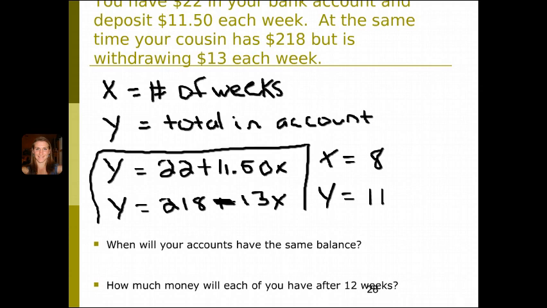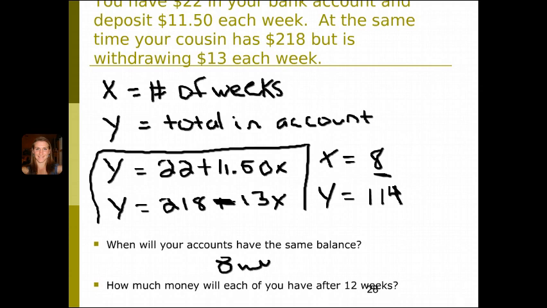So that is the information you received. Now let's answer our questions. When will your accounts have the same balance? To figure that out, our answer is right here. After 8 weeks, because remember that the system is where they intersect. So that is the point at which they are equal. So the answer to this question is 8 weeks, since X represents weeks.